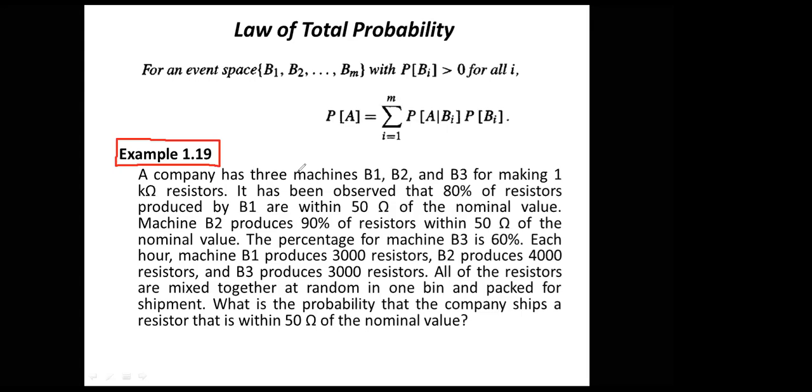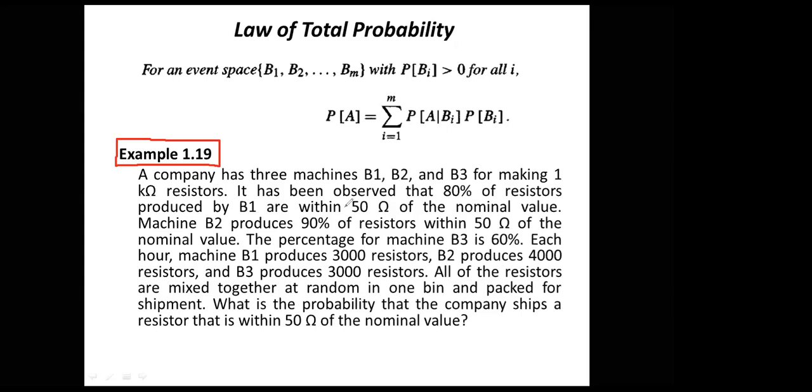It is already given. Now each hour machine B1 produces 3000 resistors, B2 produces 4000 resistors, and B3 produces 3000 resistors. All of the resistors are mixed together at random in one bin and packed for shipment. What is the probability that the company ships a resistor that is within 50 ohm nominal value? That means what is the probability of acceptable resistors, isn't it?